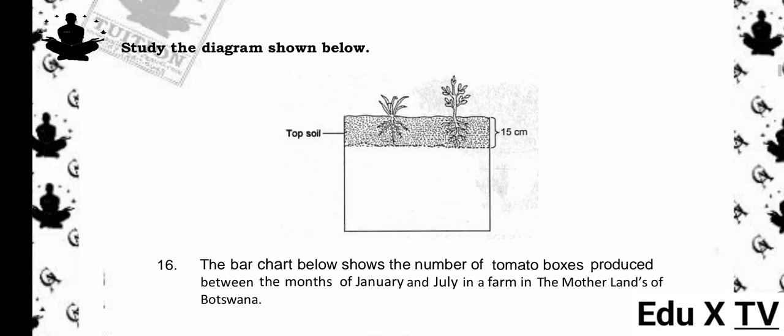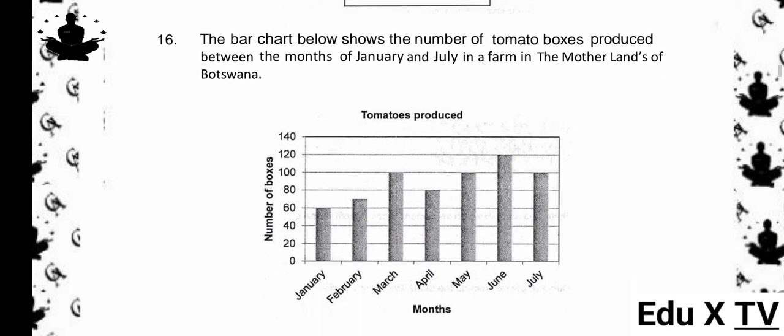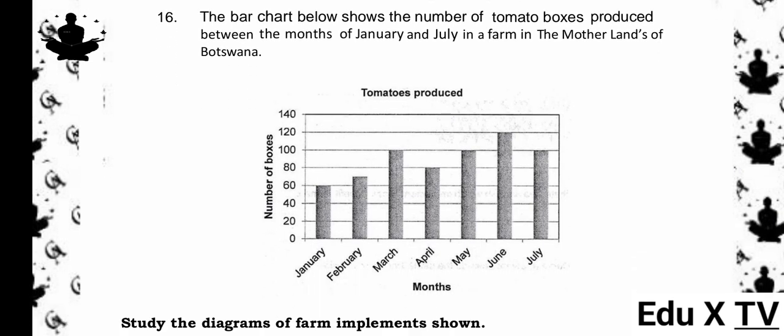Study the diagram shown below. The bar chart below shows the number of tomato boxes produced between the months of January and July in a farm in the motherlands of Botswana. Study the diagrams of farm implements shown.